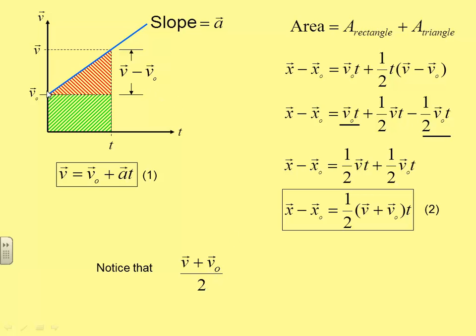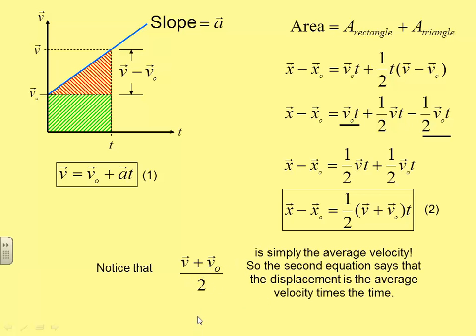And since you're uniformly accelerating, you're smoothly increasing your velocity from V0 to V, that middle velocity is in fact your average velocity. So this equation is basically saying displacement is equal to average velocity times time. In other words, it's not really a new equation at all. It's just a new way of looking at it.